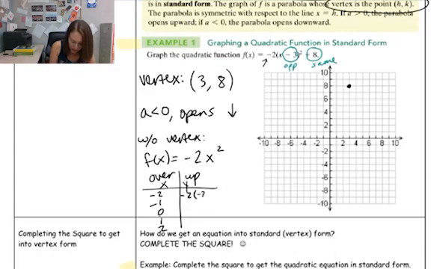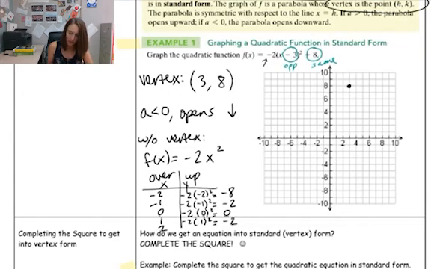Negative 2 times negative 2 squared is negative 8. Remember, we square first. So order of operations, exponents come before multiplication. Negative 2 times negative 1 squared is negative 2. Negative 2 times 0 squared is 0. Negative 2 times 1 squared is also negative 2, because if I square 1 or I square negative 1, I get the same thing. Similarly, for positive 2, we also get negative 8. So we have that beautiful symmetry that we see with our parabolas.